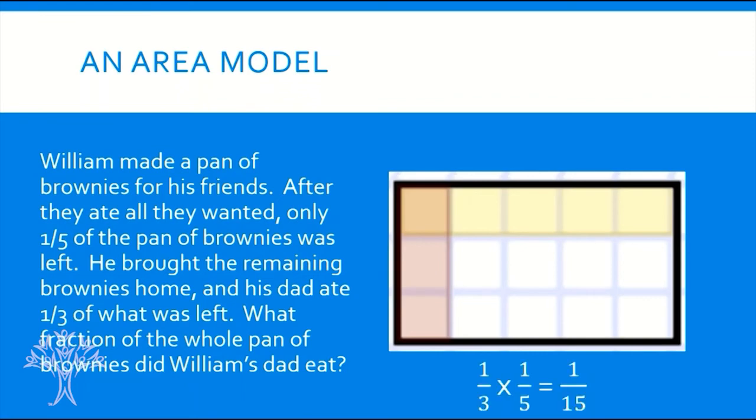Did you write 1/3 times 1/5 equals 1/15? Maybe you thought of it as 1/5 times 1/3 equals 1/15. Because of the commutative property, both of these equations could be used to find the product.